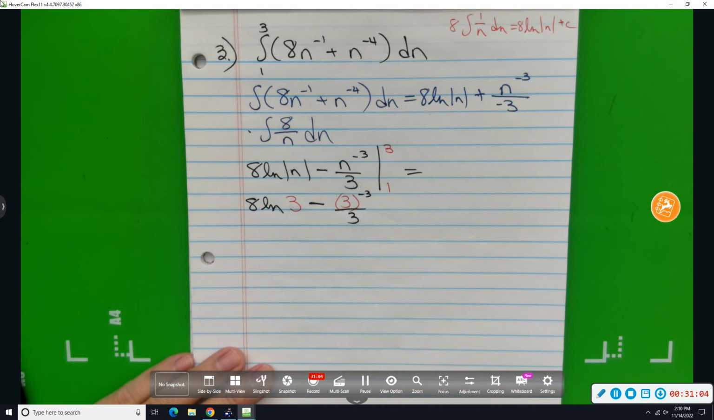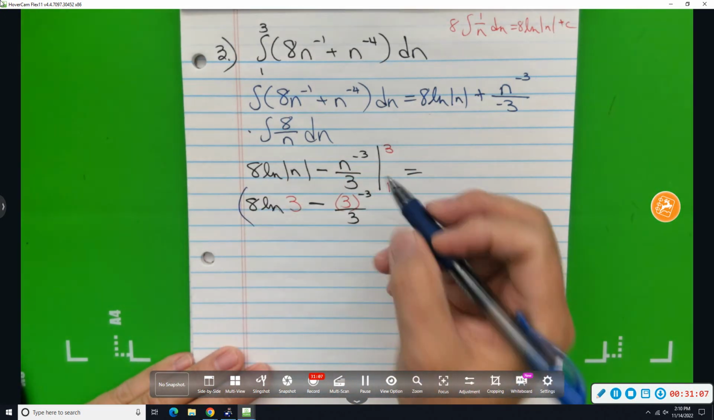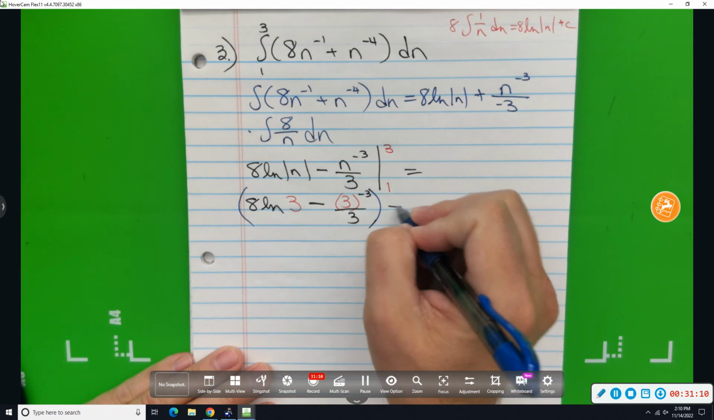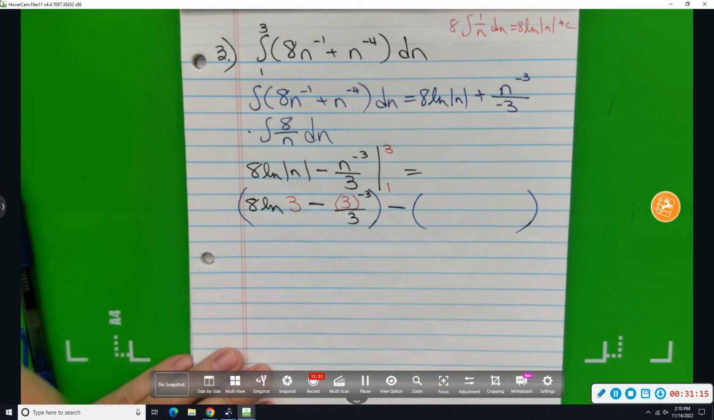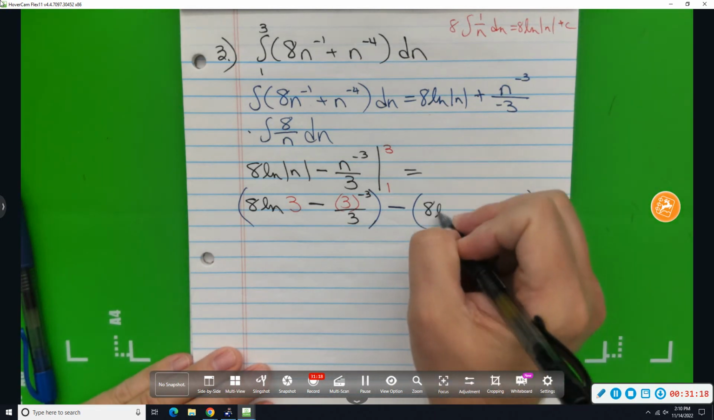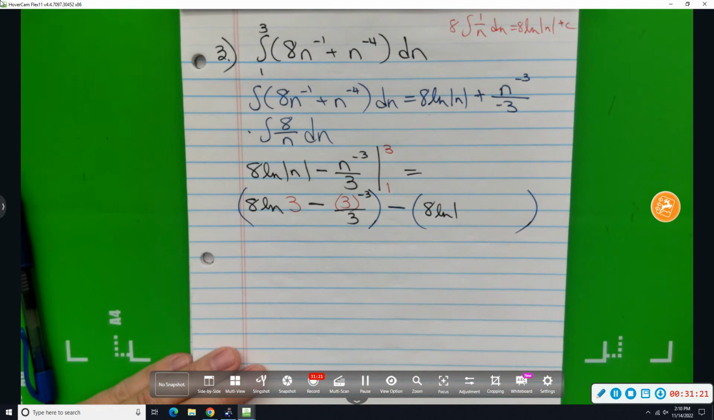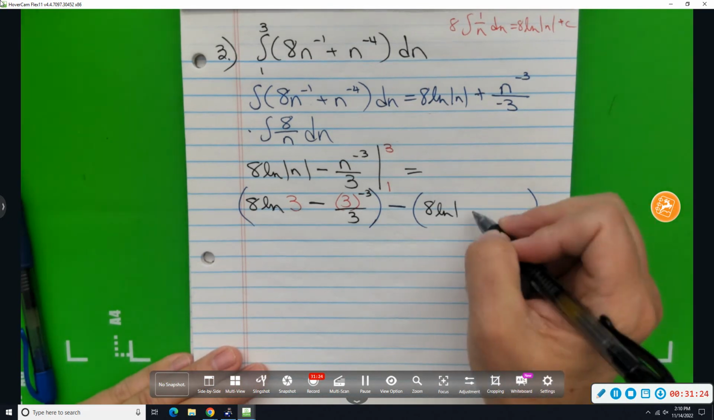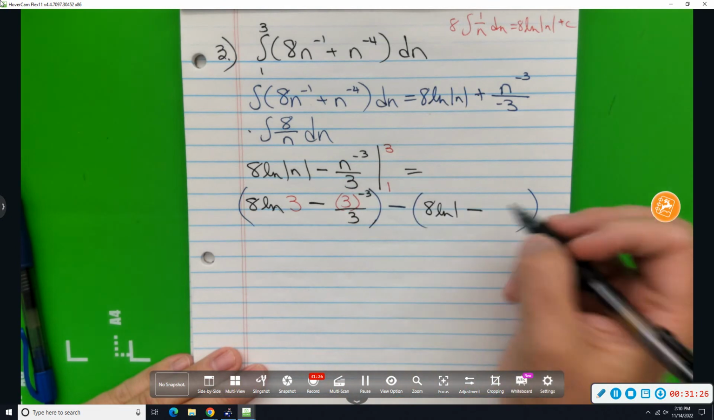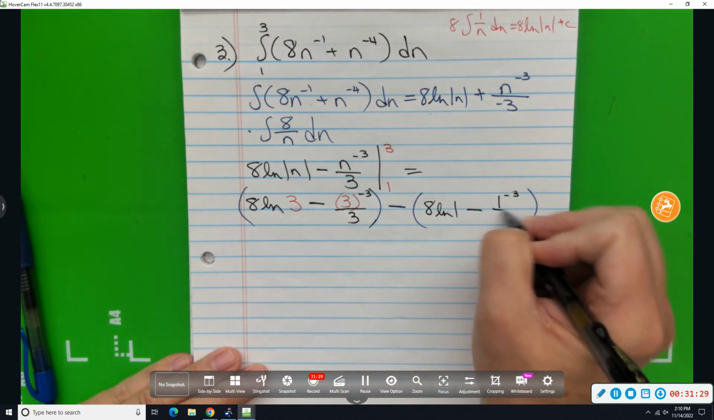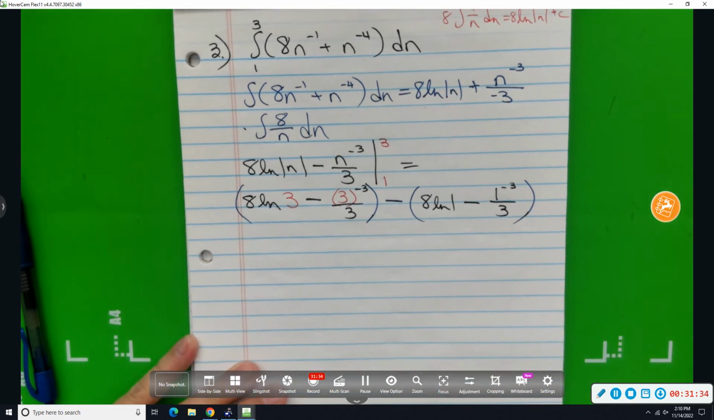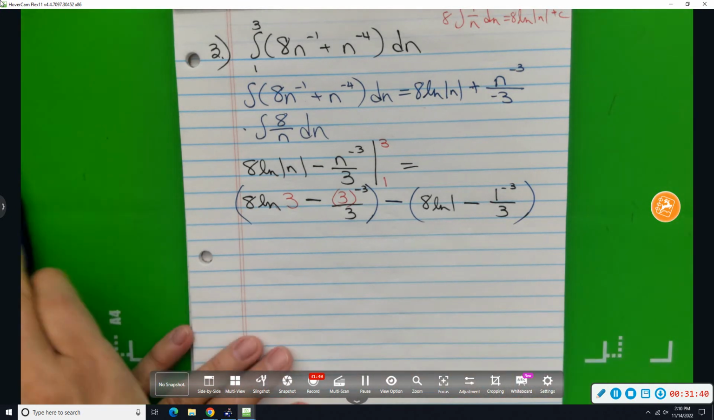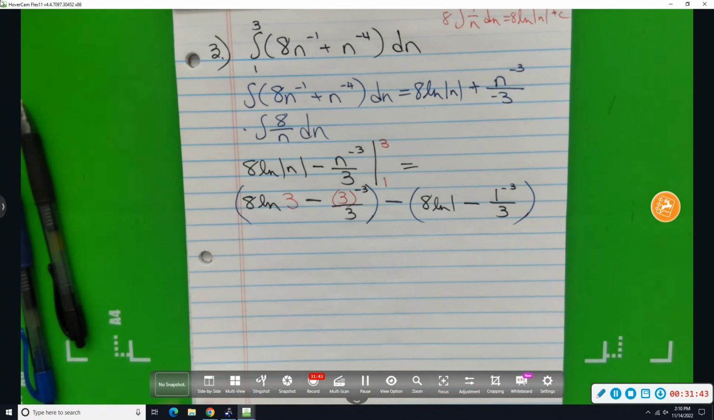So that's what we're getting from plugging in the 3, minus, now we're going to go through plugging in the 1. So we have 8 times the natural log of 1. Oh, I like that. I know what the natural log of 1 is. Minus 1 to the negative 3 all over 3. I know what that 1 to the negative 3 is. 1 to anything is 1. So we really have 8 ln 1 minus 1/3.